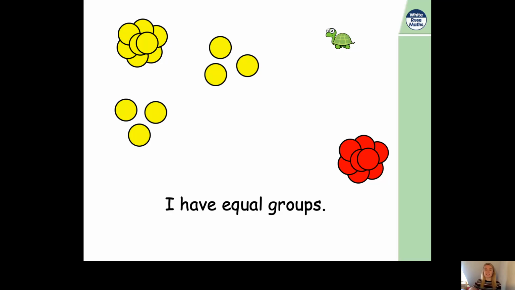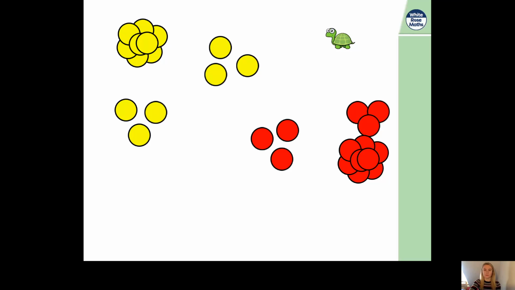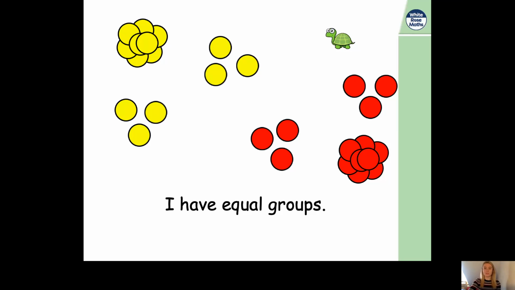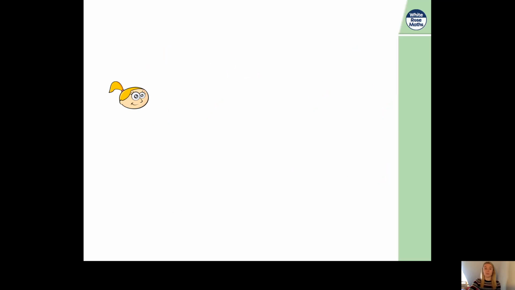Now, let's see what he does with the red counters. Okay, so this time, how many groups has he got? Yes, that's right. He's got 2 again, hasn't he? Are they equal? So he's got 3 in the first one and 3 in the second one, just like last time. And he says, I have equal groups. Is he right? Yes, he is. He made equal groups both times. There were 2 equal groups of 3 each time.